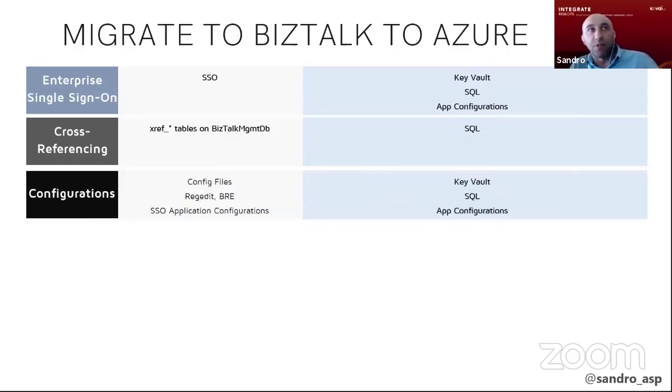And configurations, of course. There are a lot of configurations in BizTalk: config files, regedit, business rules, SSO application configuration. All of these can be features that host configurations in BizTalk. Well, the same in Azure. Key Vault, SQL, and App Configuration may be the right place to go. So, as you see, there is no magic button that you press and say, migrate my BizTalk solutions to the cloud.